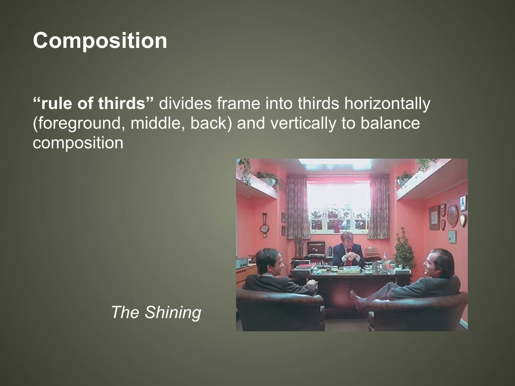Now, this image that we see here is an example of a very, very balanced composed shot. This is from The Shining, and you can see there are the 2 chairs in the foreground, and then there is the desk that the guy is sitting at in the middle, and then further back, that is the background with the window and the door.